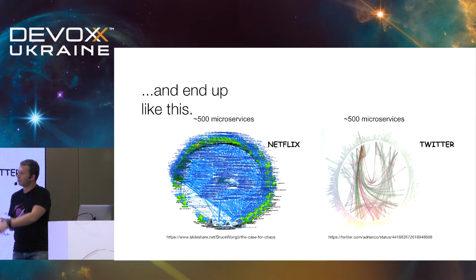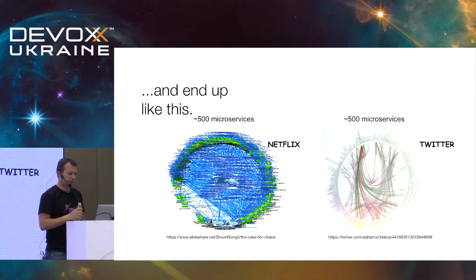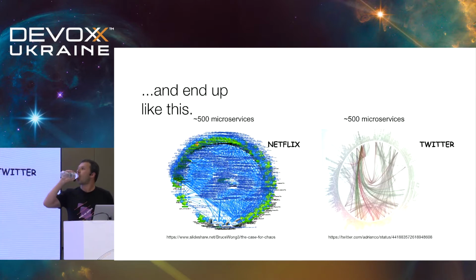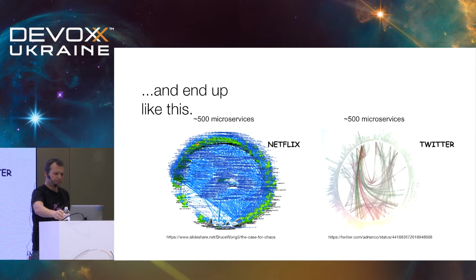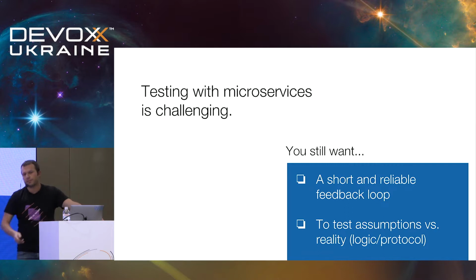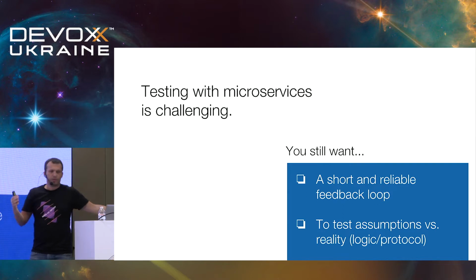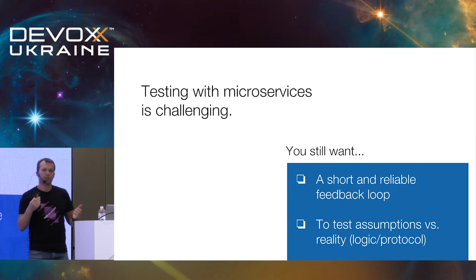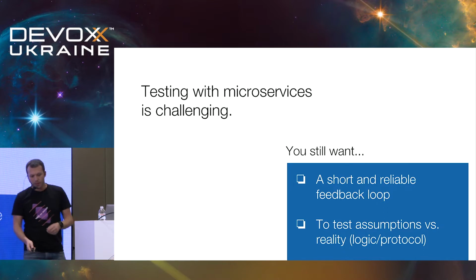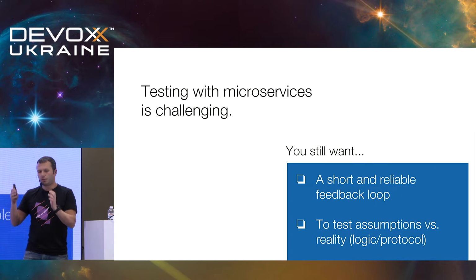Okay, and this is just 500 microservices from Netflix and Twitter, who shared their diagram online, so I used it. And it can be much more than 500. I think this diagram is from a few years ago. So, as we can understand, testing microservices is more challenging, but you still want the tests that you used to have. You want a short and reliable feedback loop, and you want to test your assumptions versus reality, that your tests are really according to the real world.